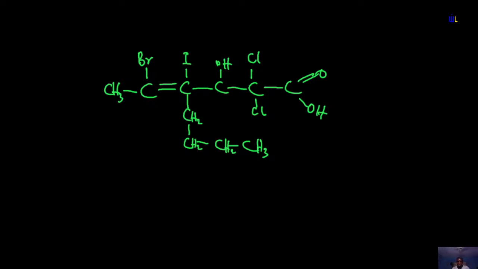Okay, I think you have something for us. Let's see. Okay. So let's see. 5-bromo, 4-butyl. Makes sense. 5-bromo 4-butyl, 2,2-dichloro. That should be 3-hydroxyl 4-iodo hex. Okay, now see the problem.